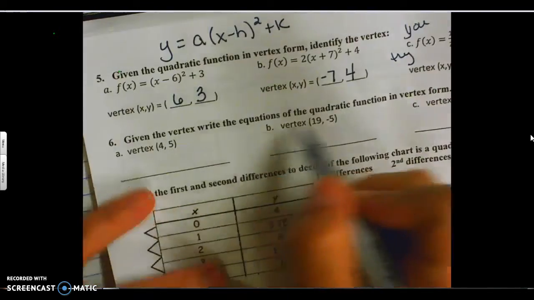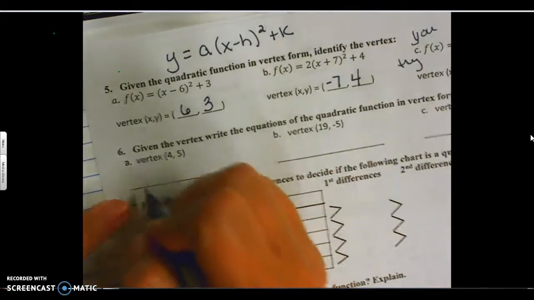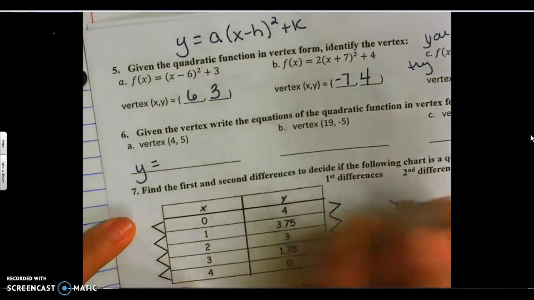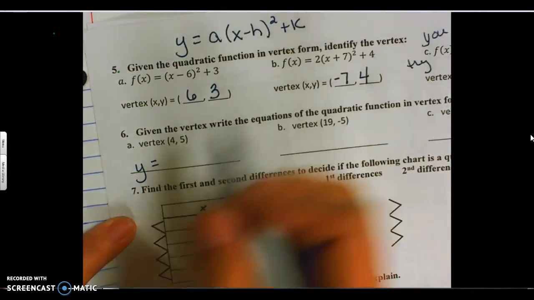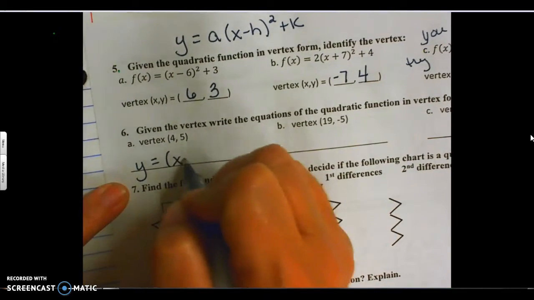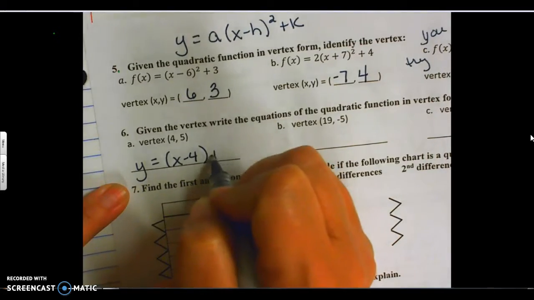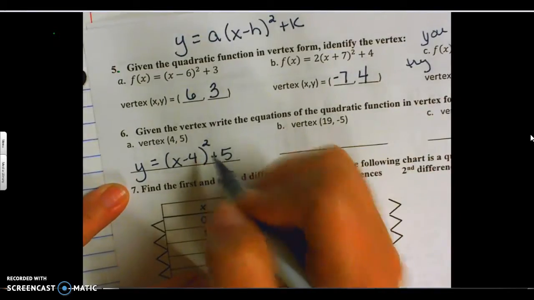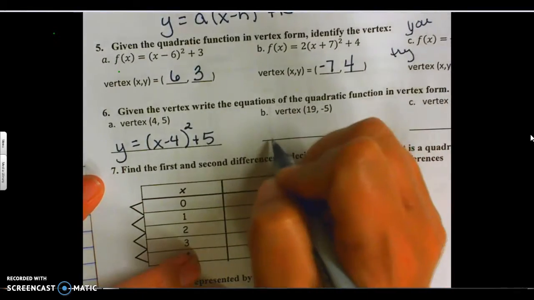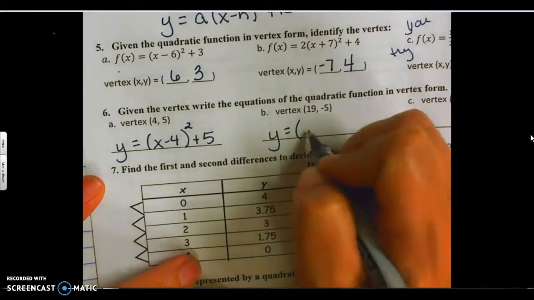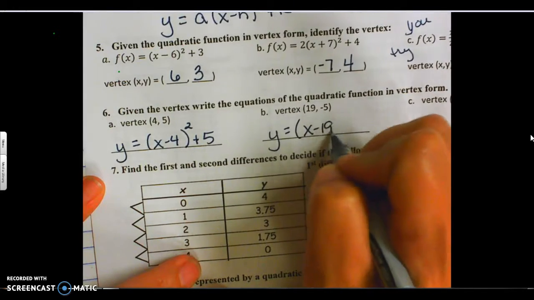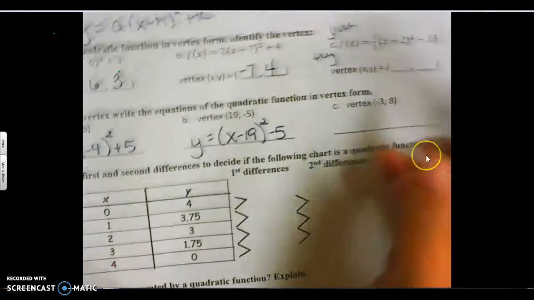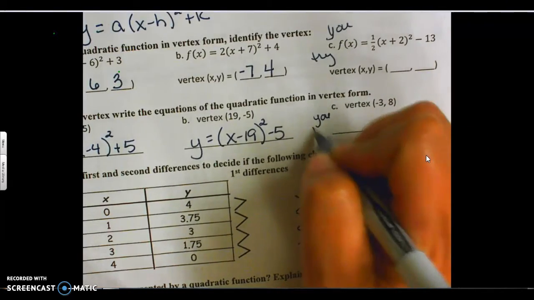Given the vertex, write the equation in vertex form. So it's y equals, you're not going to have anything for a because they don't give that to you. They have to give you those. So it's (x minus 4) plus 5. Whoops, don't forget the squared. That's very important. That'll cost you points on things. This is y equals (x minus 19) minus 5. Don't forget the squared. And again, you try.